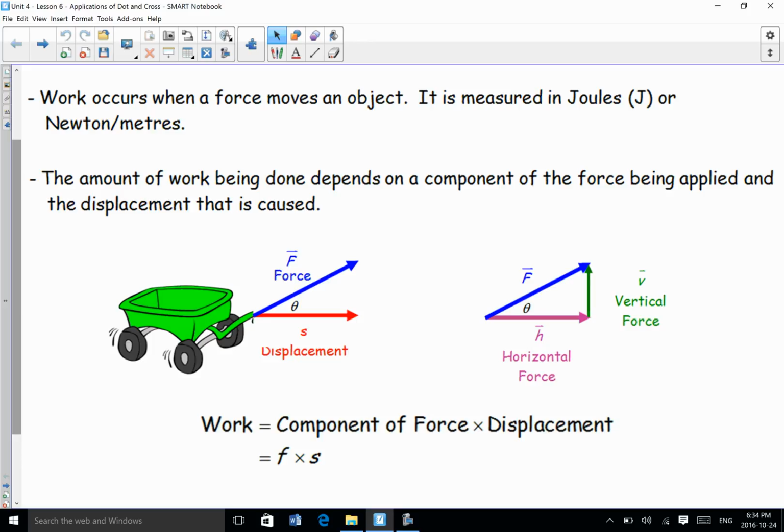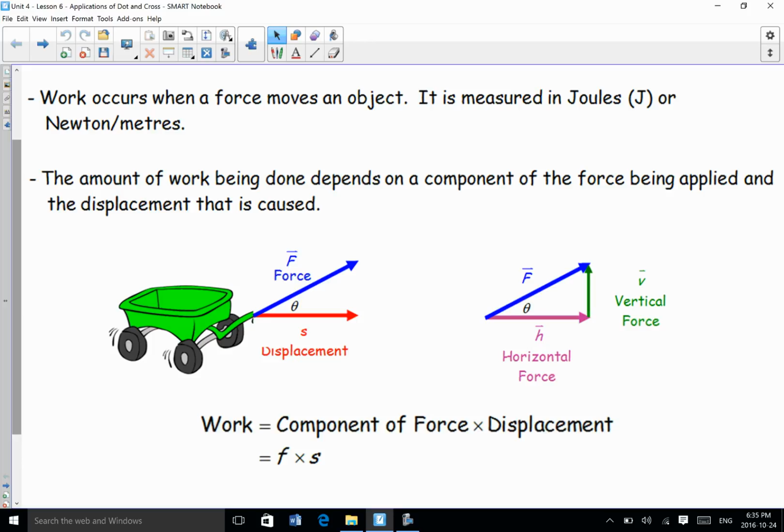You can move it forward, you can move it up, you can move it down, move it in diagonal. We usually measure in joules or in newtons per meters. The amount of work that's actually being done depends on two things: the direction that you're applying your force and how far you're actually moving something. That's called our displacement.